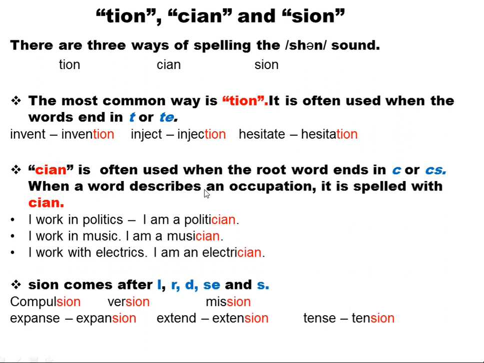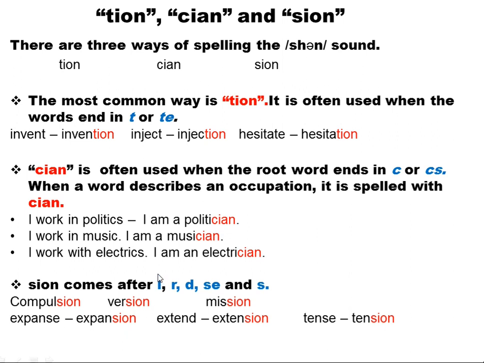When a word describes an occupation, if it is an occupation, we have to spell it with cian. I work in politics. I am a politician. I work in music. They are occupations. I am a musician. I work with electrics. I am an electrician. So with these occupations we have to write cian. Keep this in your mind.